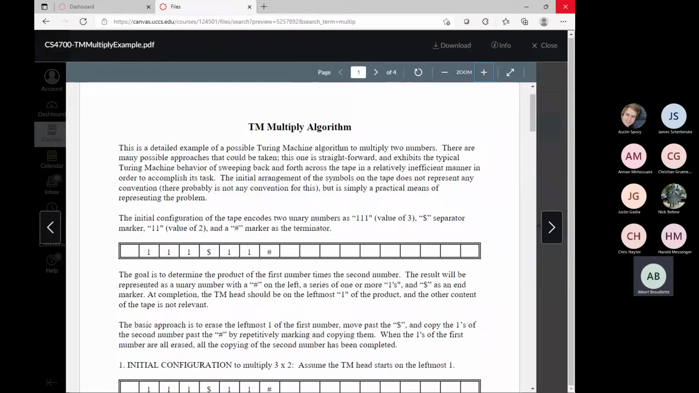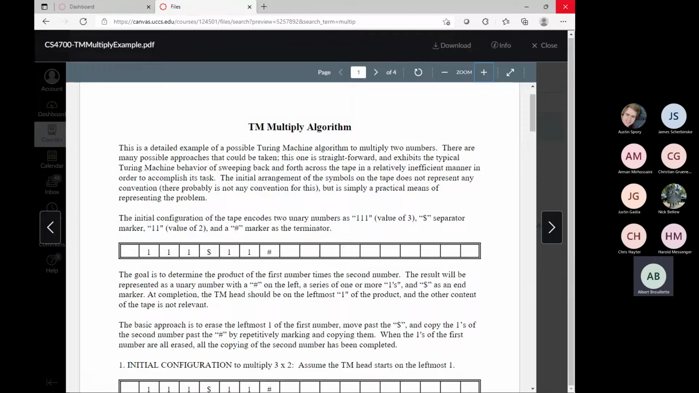All right, so here's my two numbers to be multiplied together. 2 times 3. The goal is to determine the product of the first number times the second number and store the result as a unary number again, with a pound sign on the left, a series of 1 or more ones, and a dollar sign as an end marker. And then at completion, the Turing machine head should be on the leftmost one of the product, and the other content of the tape is not relevant.